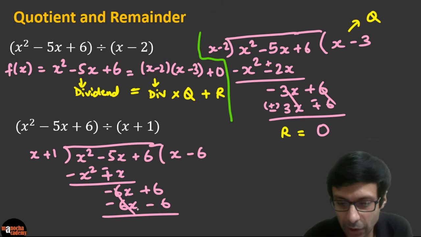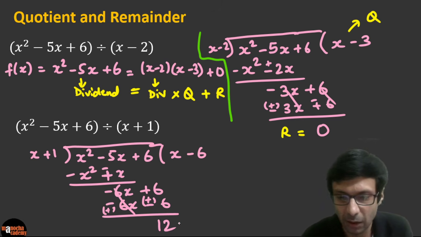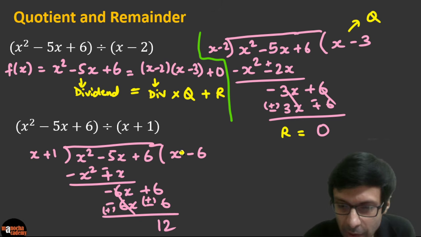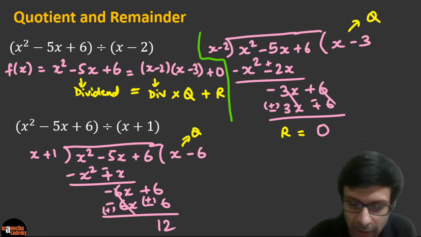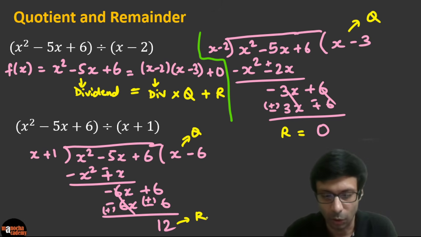So now the sign changes. This will cancel, right? And so what do we get, guys? We get a remainder of 12 here. Can you see that, right? So this time the quotient is this thing. This is our quotient and the remainder is 12. Okay, so are all of you seeing that?